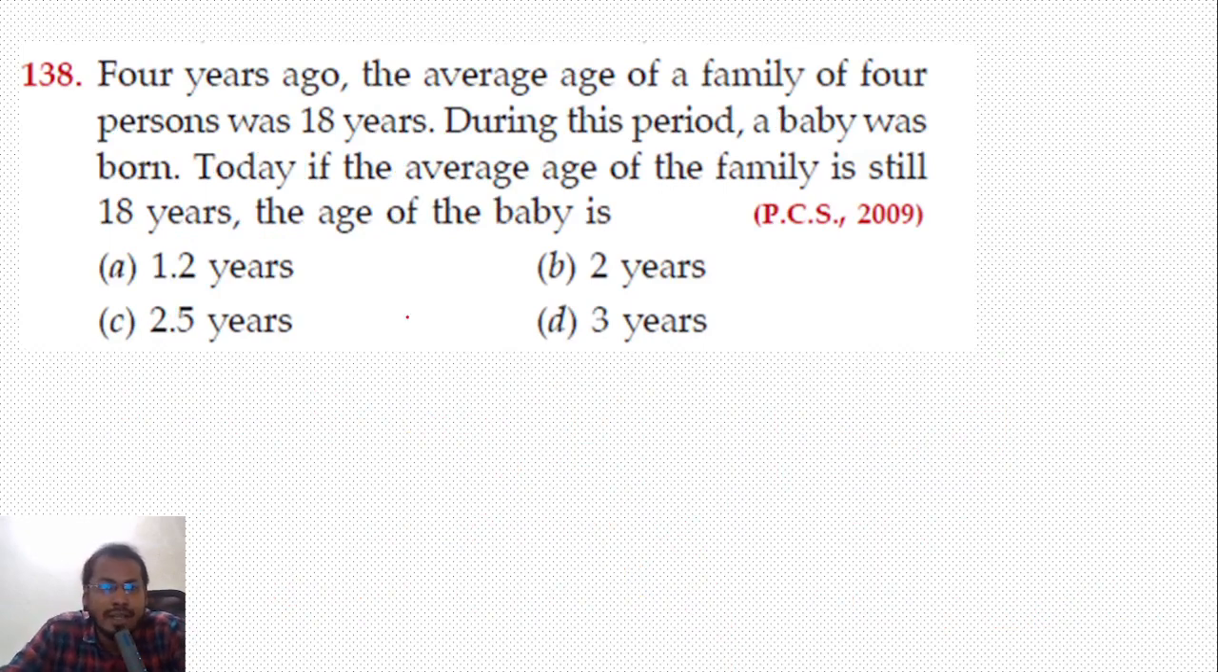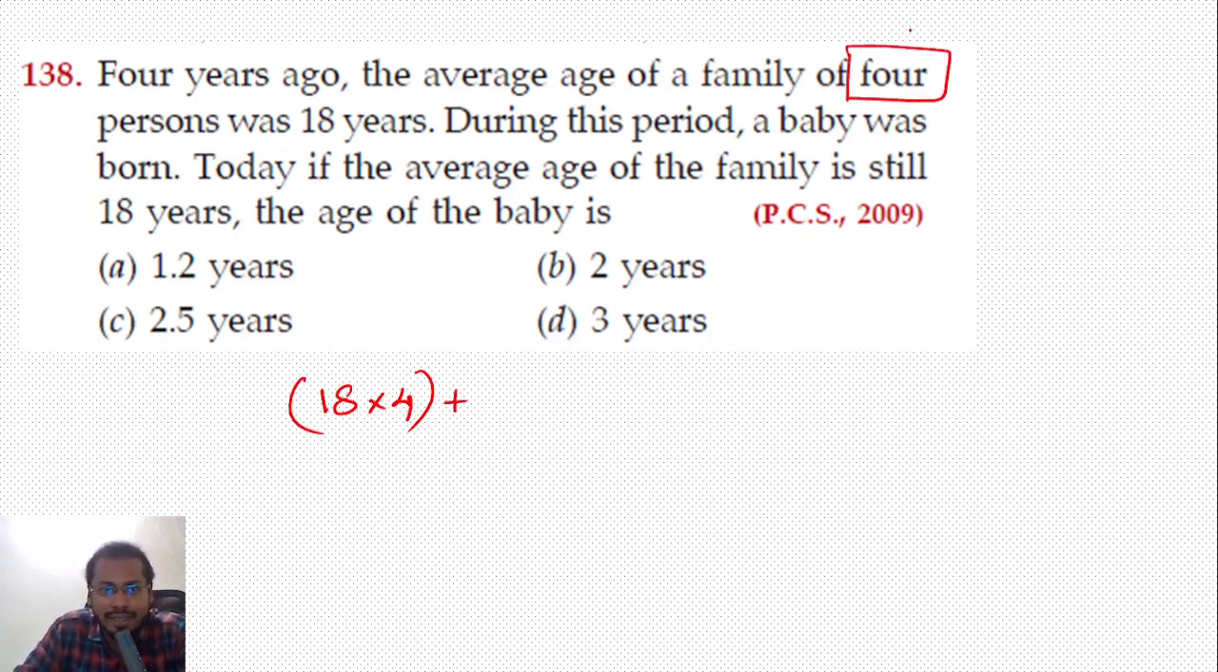Next question. 4 years ago, the average age of a family of 4 persons was 18 years. During this period, a baby was born. Today, if the average age of the family is still 18, the age of the baby is what? Okay, so 4 years ago, the average age of family of 4 persons is 18. So 18 times 4, 4 years ago. So plus 4 members irukangala, each one need to add 4. So 4, 4, 4, 4, 16. I need to add 16 with this.